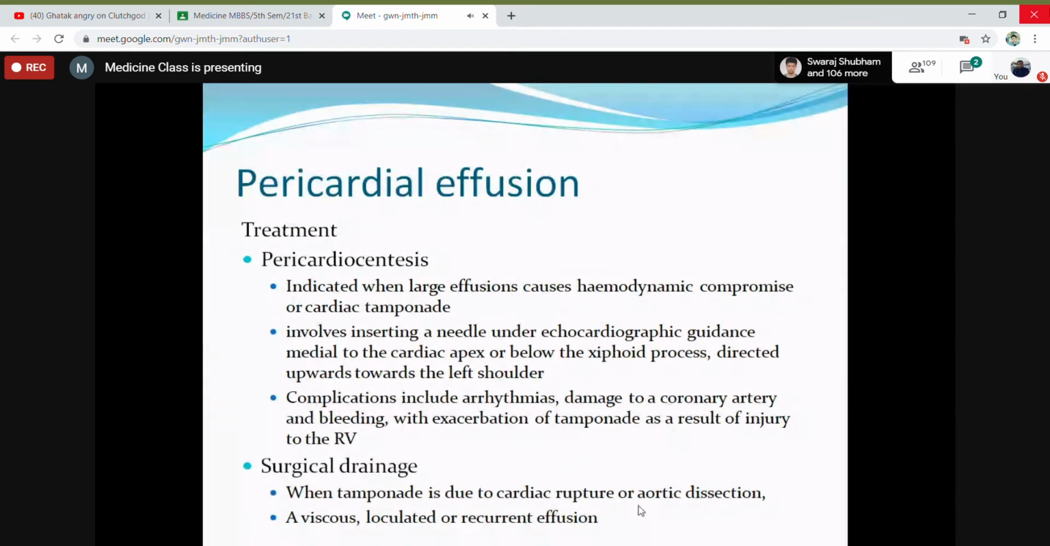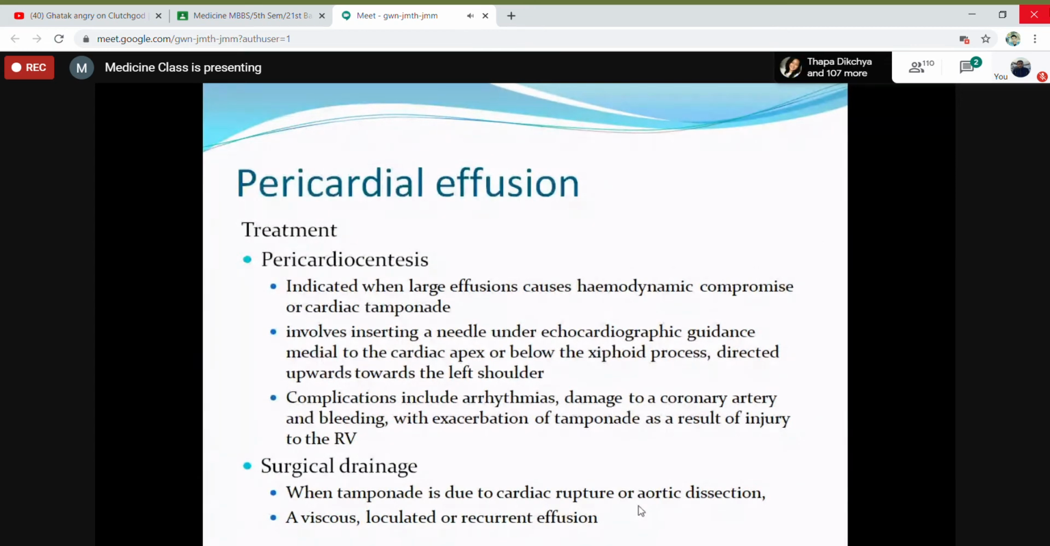During the procedure itself, the patient may have different kinds of tachyarrhythmias, atrial and ventricular arrhythmias. There can be damage to the coronary artery, and there can be bleeding with exacerbation of the tamponade as a result of injury to the right ventricle.